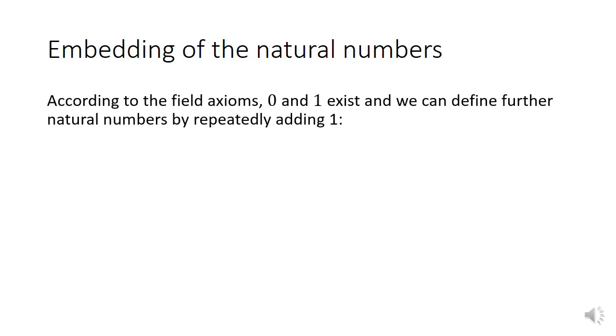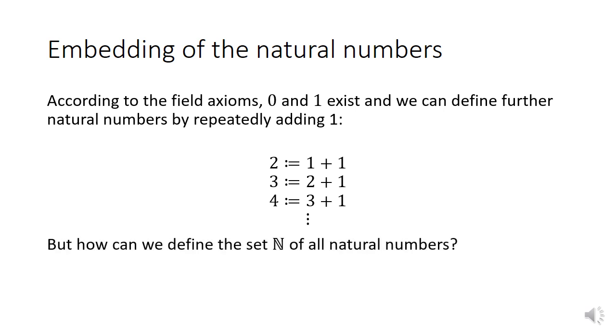According to the field axioms, we know that the real numbers 0 and 1 exist, and that we can define further natural numbers, potentially infinitely many, by repeatedly adding 1. 2 is defined as 1 plus 1, 3 is defined as 2 plus 1, 4 is defined as 3 plus 1, and so on. But how can we define the set N of all natural numbers?